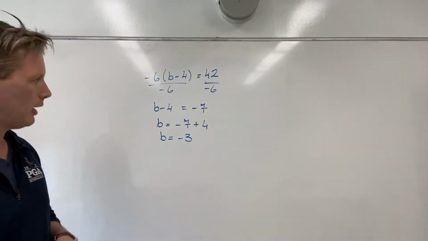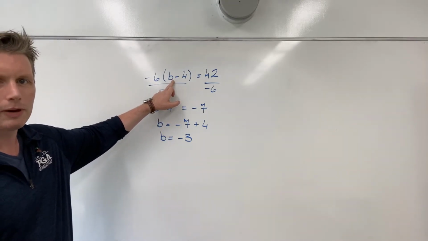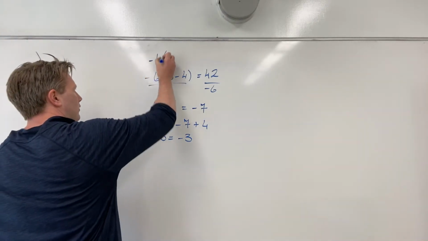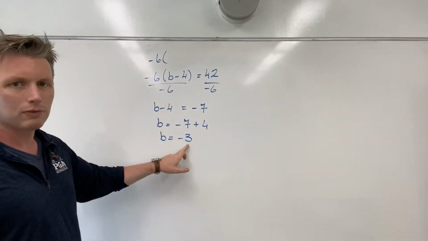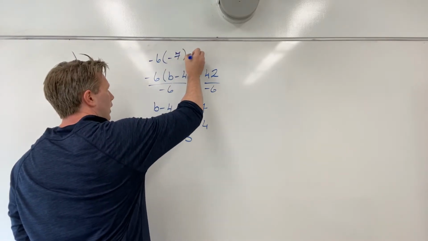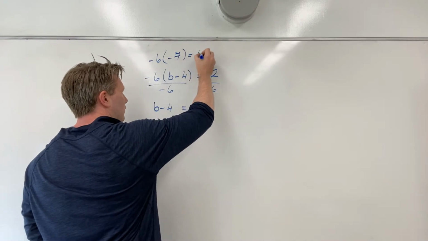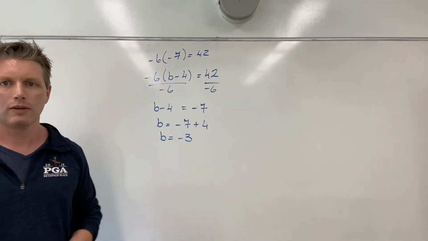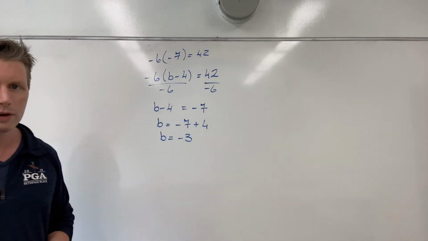I could even just check it real quick if I want. If I input negative 3 for b into my original equation, I get negative 6 times negative 3 minus 4. Negative 3 minus 4 is negative 7. And negative 6 times negative 7, a negative times a negative is a positive. 6 times 7 is 42. And so sure enough, I get 42 on the left-hand side of my equation, I have 42 on the right, so I know I got the right answer.